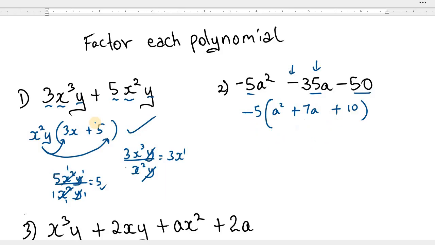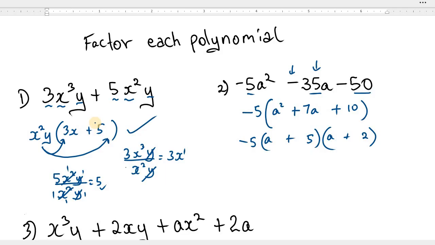And then can we factor what's in the bracket? Because we got one factor, which is negative 5. And we have another factor in the bracket, which is a quadratic expression, or quadratic trinomial. That quadratic has 2 pairs of factors. A times a gives us a squared. 5 times 2 gives us 10. And it's all positive, right? So the signs will be positive.